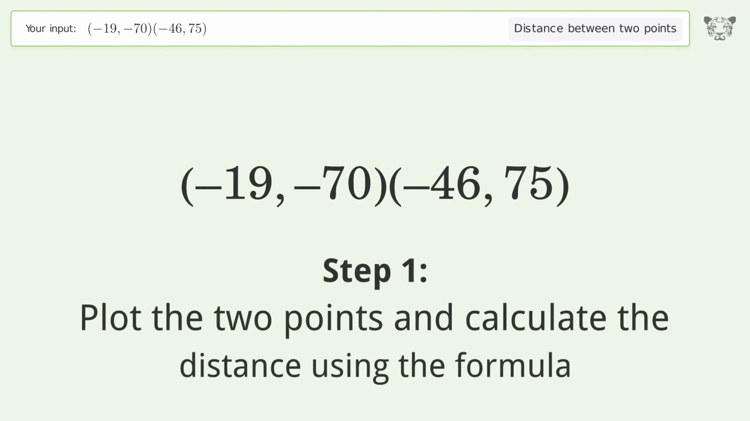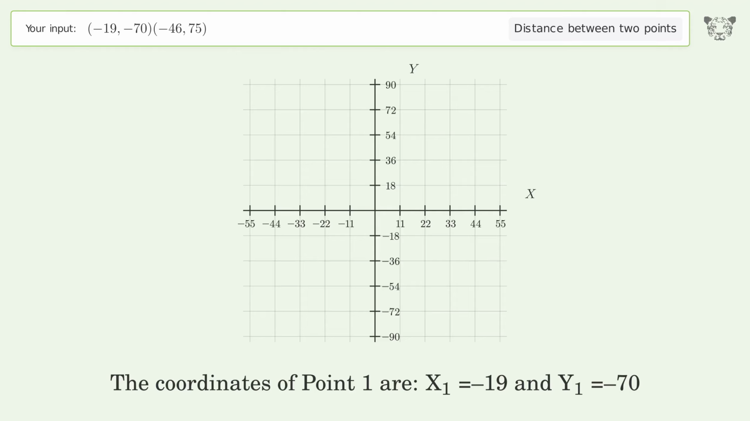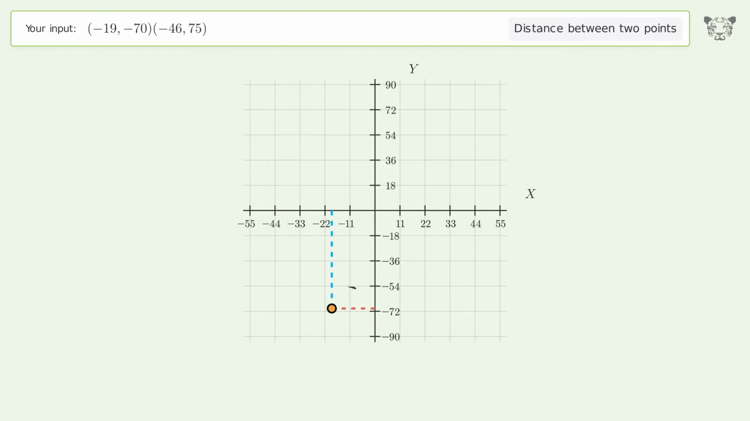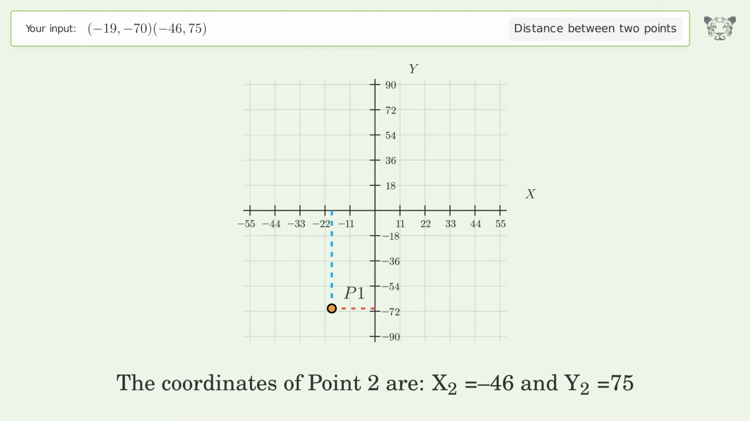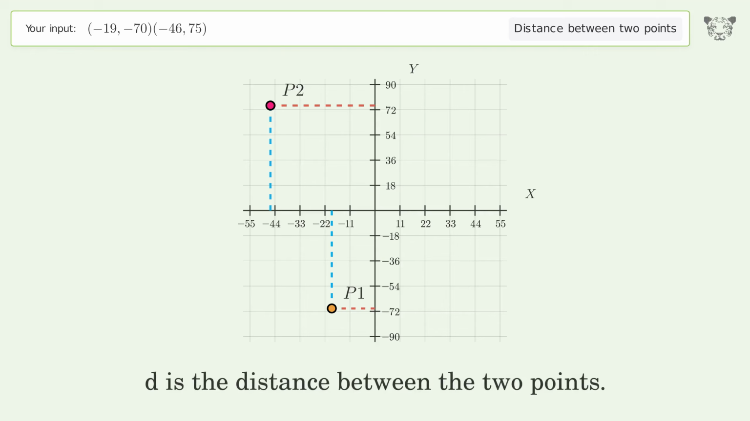Plot the 2 points and calculate the distance using the formula. The coordinates of point 1 are x1 equals -19 and y1 equals -70. The coordinates of point 2 are x2 equals -46 and y2 equals 75. D is the distance between the 2 points.